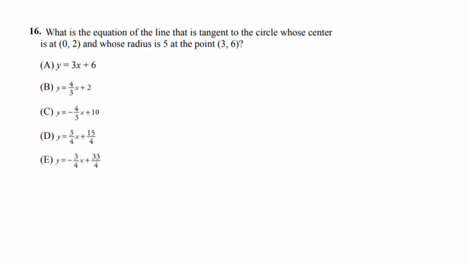All right, let's get started on the sample questions. This question asks, what is the equation of the line that is tangent to the circle whose center is at 0, 2, and whose radius is 5 at the point 3, 6? All right, let's take a look at this. If it says the center is at 0, 2, and that's right here, and the tangent line crosses 3, 6, 1, 2, 3.